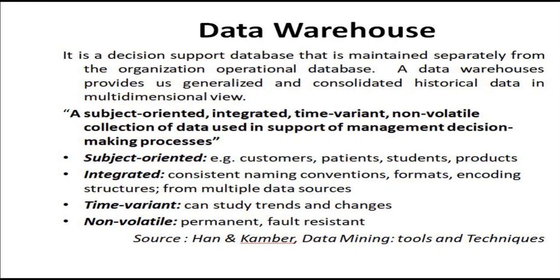So there are four main features of a data warehouse: it is a subject oriented, integrated, time variant, non-volatile collection of data used to support management decision making processes. These four features of a data warehouse separate it from the operational database. So what are these four features?